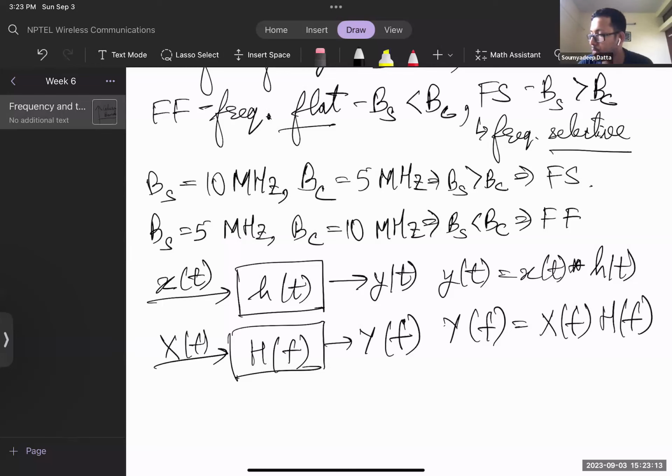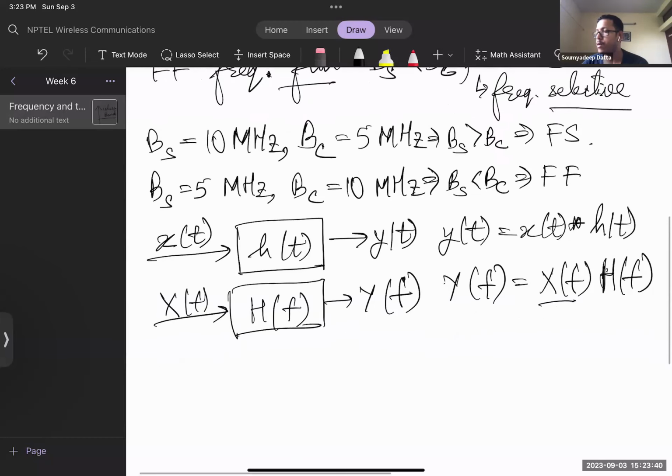So typically, the response of the channel is a function of frequency, right? H of f. Now, let's say you want to transmit a signal x of f over this channel h of f. So you need an idea of the channel, right? And for that, you need to know about h of f, which is a frequency representation of the channel.